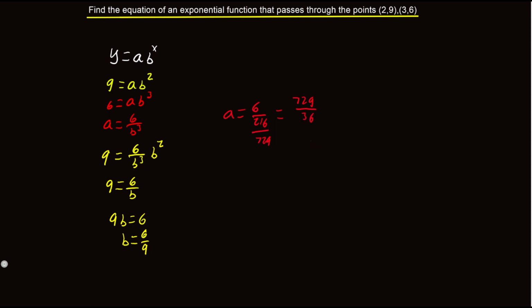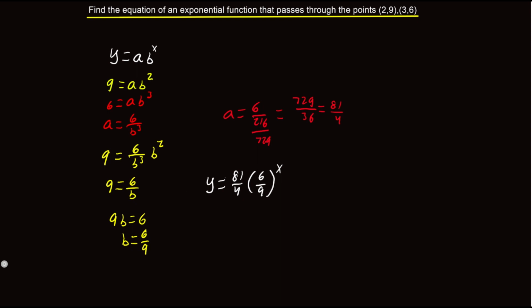And we can go ahead and see if we can factor out a 3 where we can, but we can also factor out a 4. So by doing so, we will get 81 divided by 4, because if we factor out a 9 from 729 and 36, we get 729 divided by 9 is 81, and 36 divided by 9 is 4. So that is our a value. Let's go ahead and replace a, and we will get y is equal to a, which is 81 divided by 4, times 6 divided by 9 to the power of x.